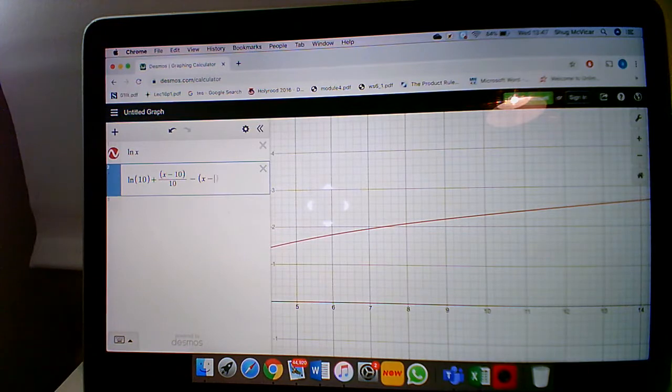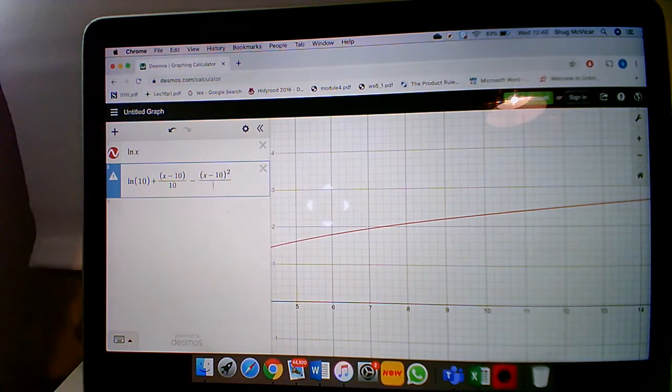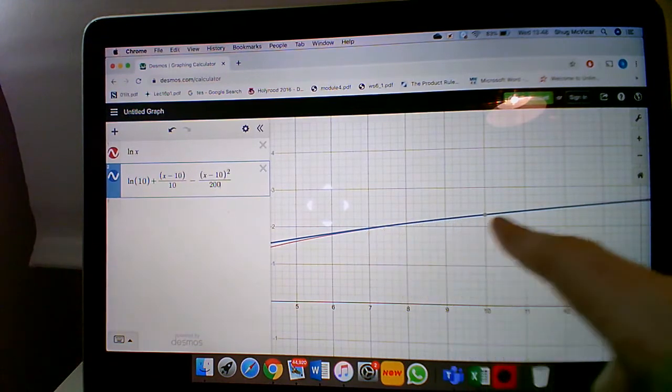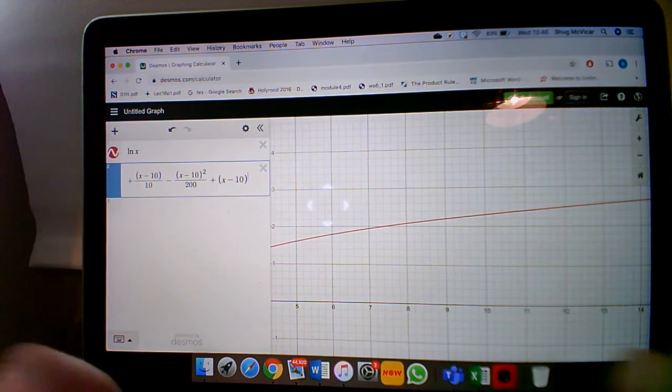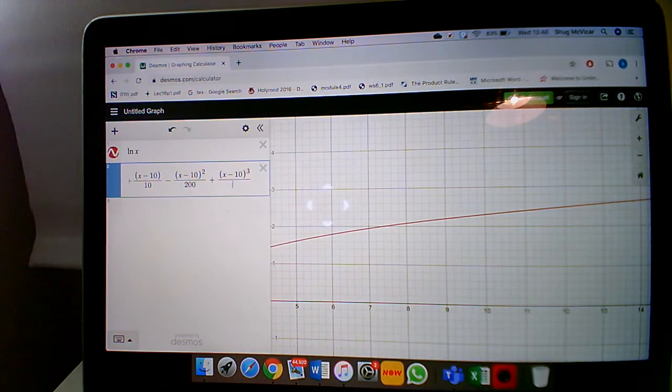take away x take away 10 squared over 200. And now can you see it's even closer to the line than it ever was before, even down here. Plus x take away 10 cubed over 3000.